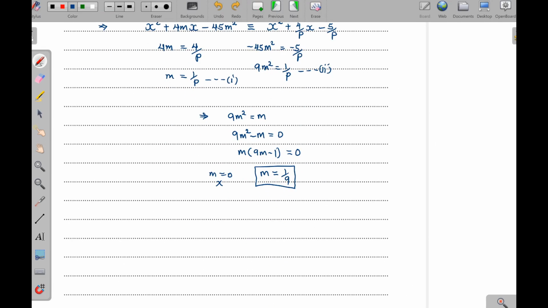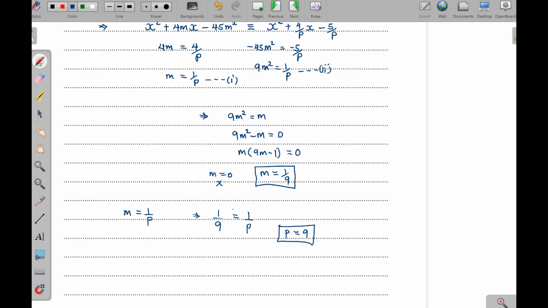Now, what will be p? We are substituting now here. So if m is equal to 1 over p, this means that 1 over 9 is equal to 1 over p. When you cross multiply, then p becomes 9. That is that. So these are the two values.